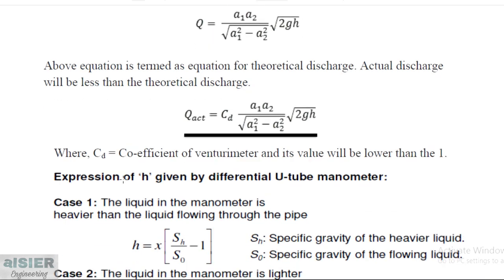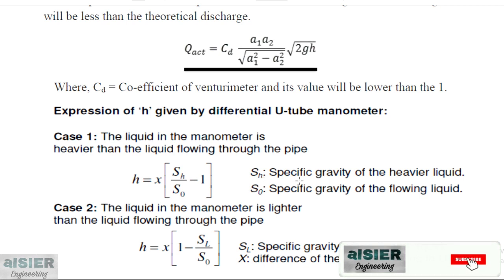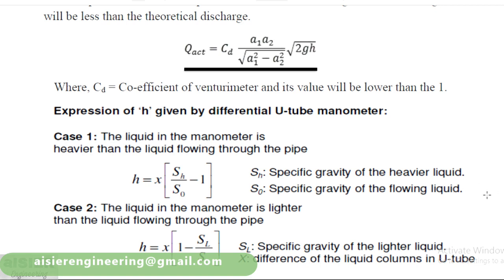Now we have two situations here. If the liquid in a manometer is heavier than the liquid flowing through the pipe, for example, let us consider water is flowing through a pipe and the manometric liquid is mercury, then this particular difference in the pressure head H can be found using the formula H is equal to x in bracket Sh upon So minus 1, where Sh is the specific gravity of the heavier liquid and So is the specific gravity of the flowing liquid.